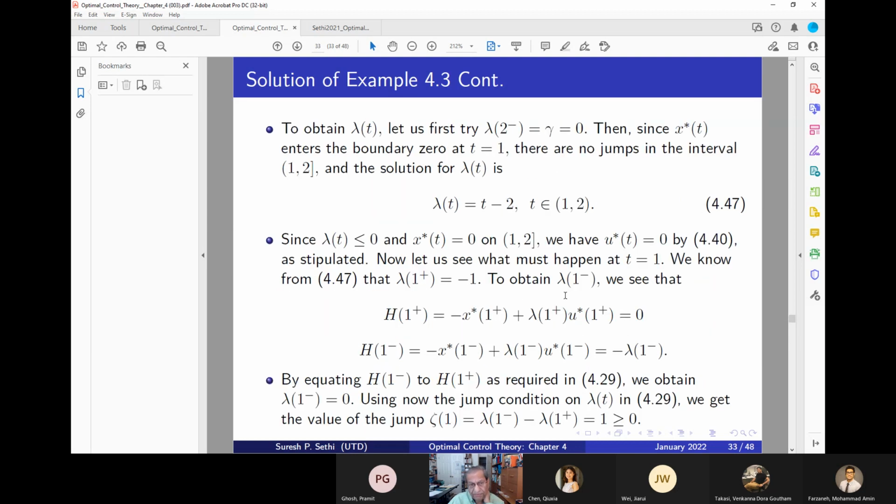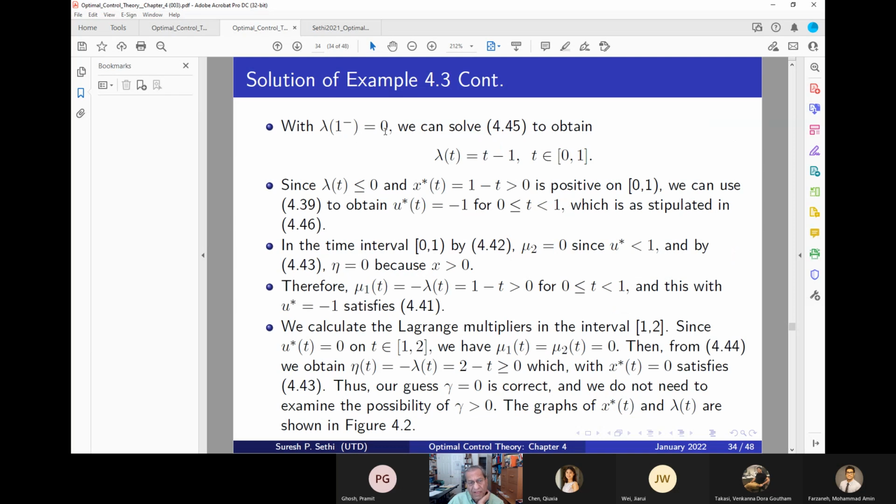So once we have this, we have lambda 1 minus equal to 0. We can integrate lambda t again. And when we integrate, we know lambda t is less than 0. If lambda t is less than or equal to 0, and x star t is 1 minus t, bigger than 0, we know the control is going to be minus 1 because lambda t is less than 0, and the bang-bang principle tells you that I can use the first bang. The first bang tells me minus 1.